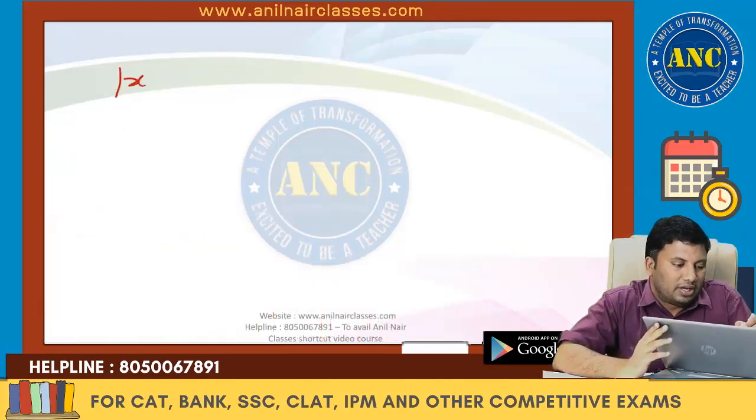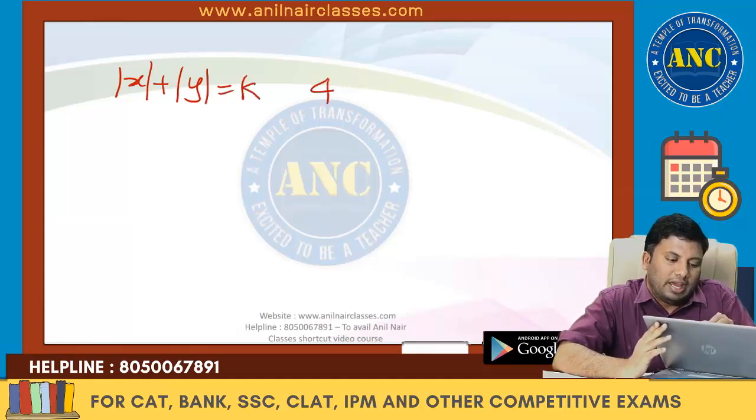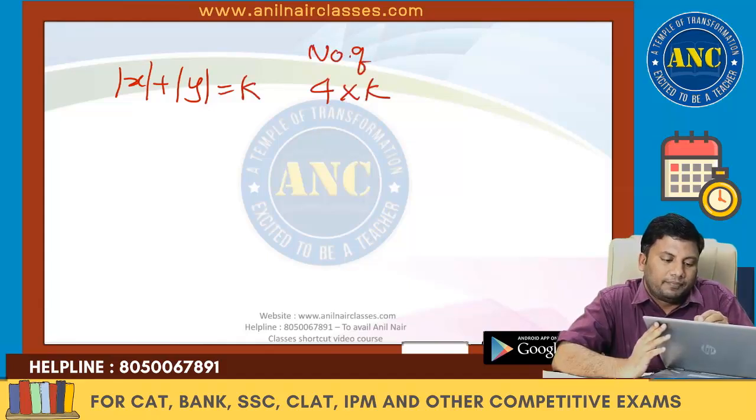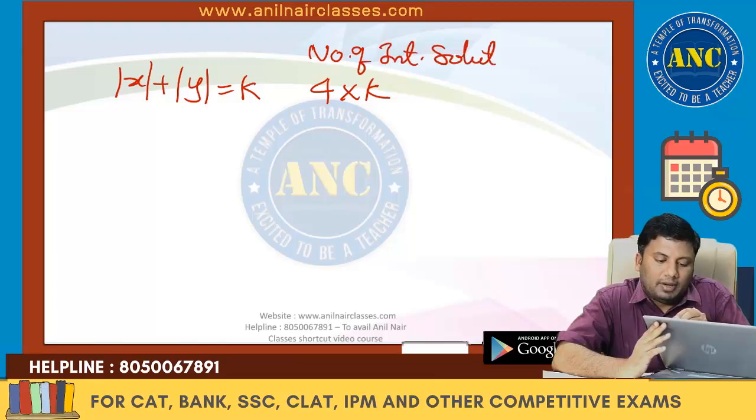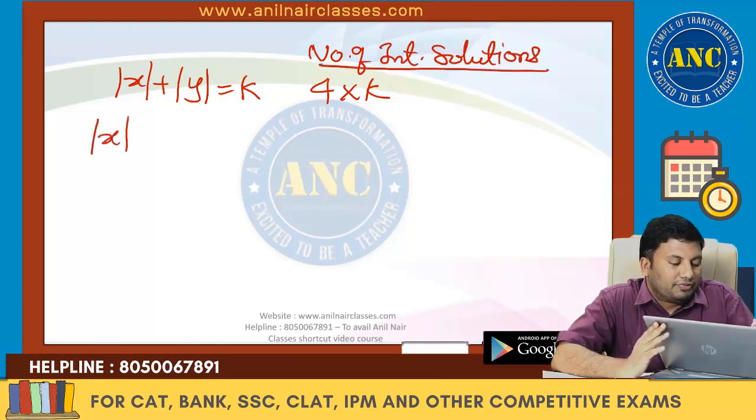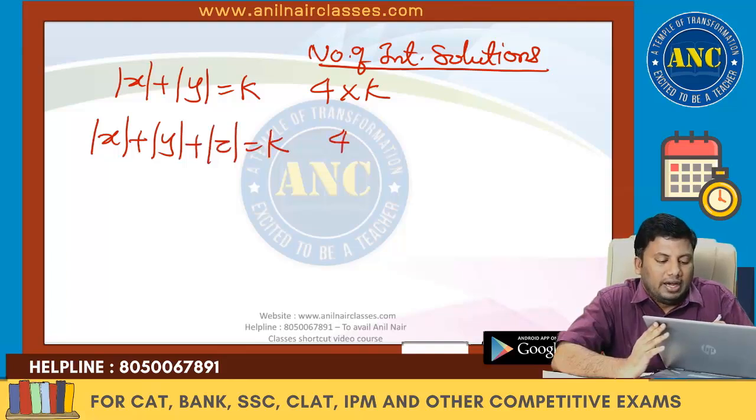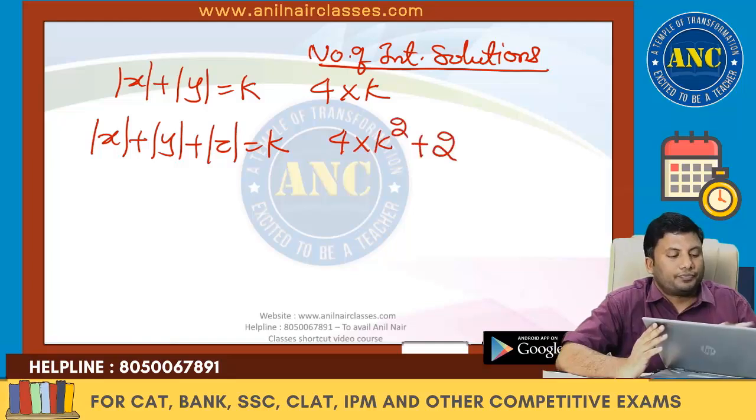First write down here, sir. |x| + |y| = k: the number of integral solutions will be 4k. If 3 variables are there, |x| + |y| + |z| = k, it is nothing but 4(k² + 2).